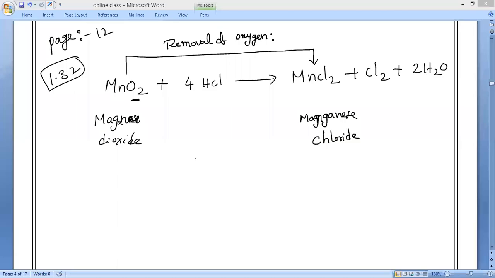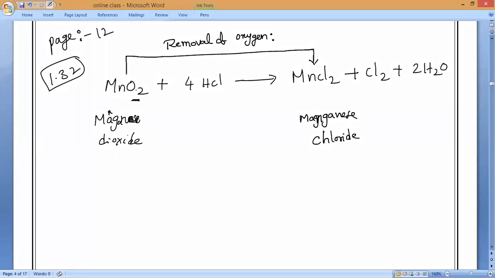To answer, we will take here manganese oxide turns into manganese chloride. Do you understand now? So manganese chloride. Means in the sense of what is happening? Removal of oxygen. So removal of oxygen. What we used to call that? Reduction. Try to answer, everybody.